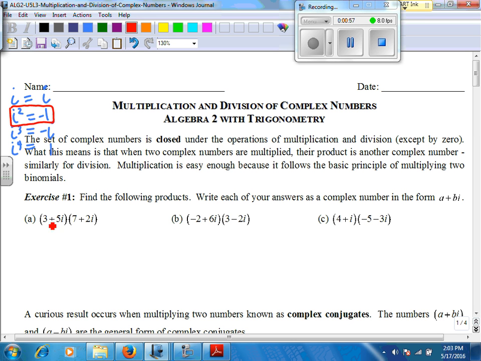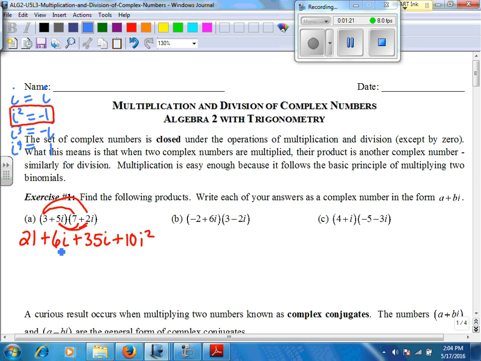Okay? So just like we did with the problems that involve radicals, we're going to distribute these problems that involve i the same exact way you would with a radical. 21 would be our first term, 6i would be our middle term, 35i would be the next term, and 10i squared would be the last term.